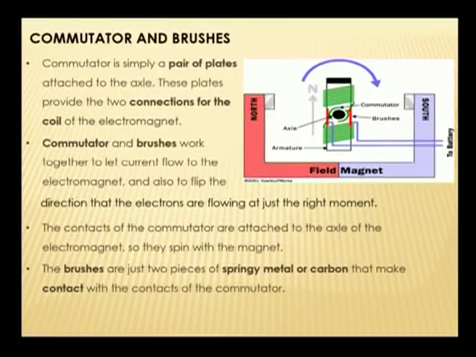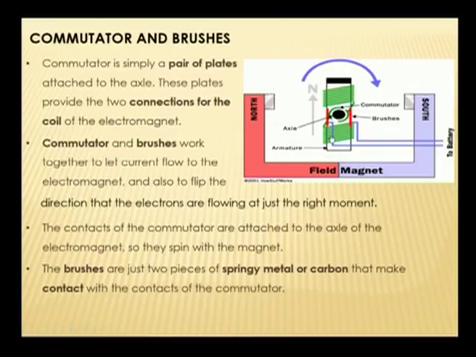Next is the commutator and the brushes. The commutator is simply a pair of plates attached to the axle. Here you can see the commutator, the green arcs, which are a pair of plates attached to the axle. These plates provide the two connections for the coil of the electromagnet. So, basically they are connected to the electromagnet.